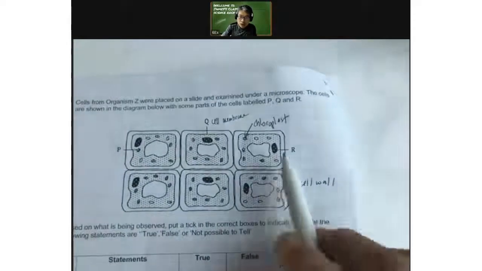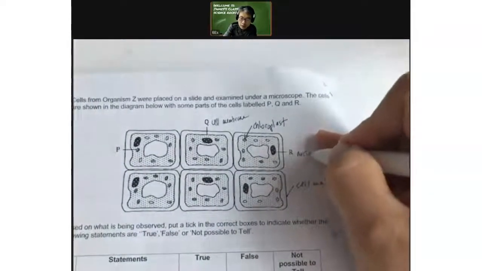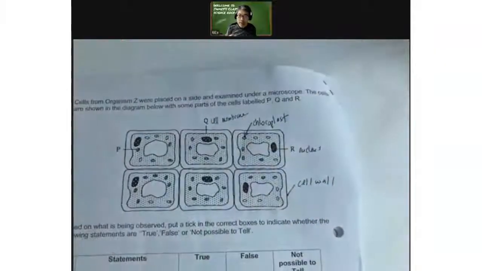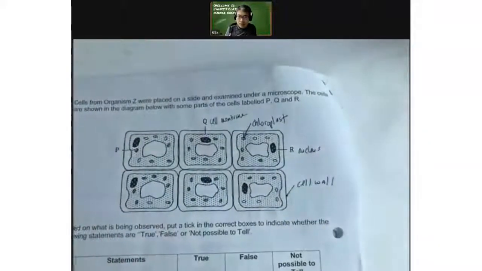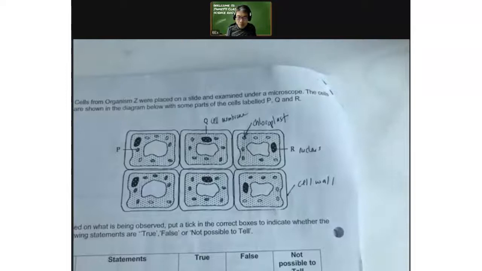Lastly, R controls the movement of substances in and out of the cell. R is the nucleus here. Nucleus controls the activities in the cell. It does not control movement of substances.